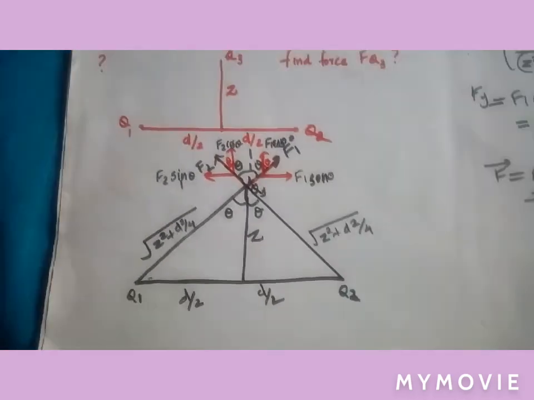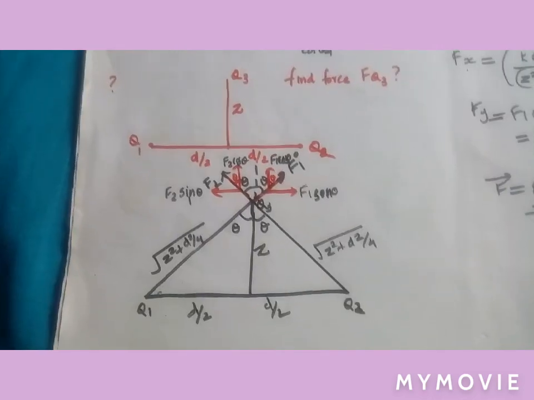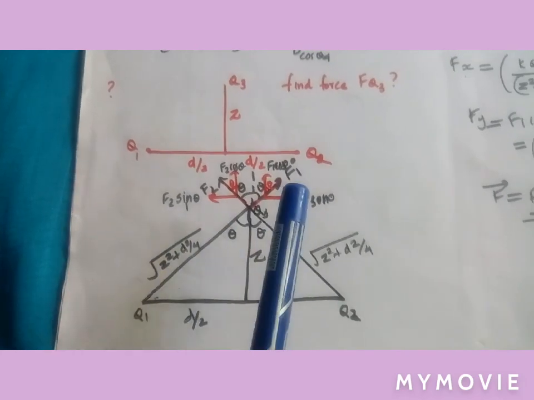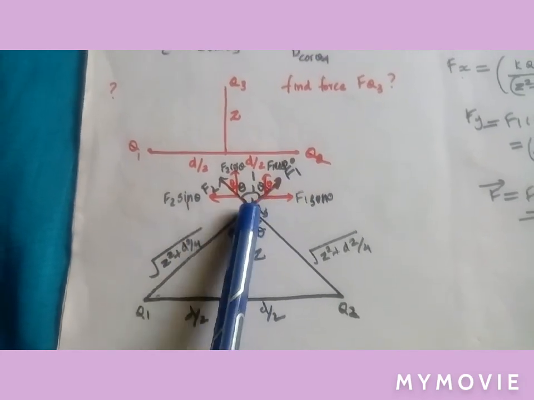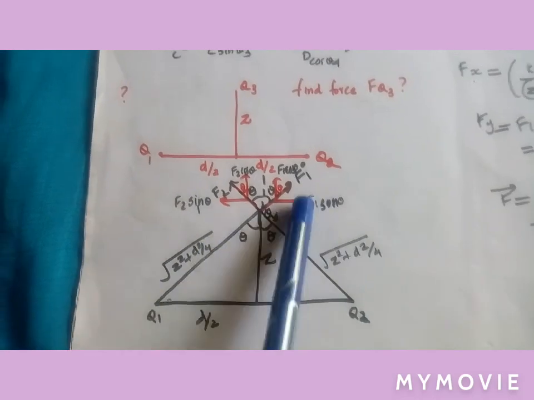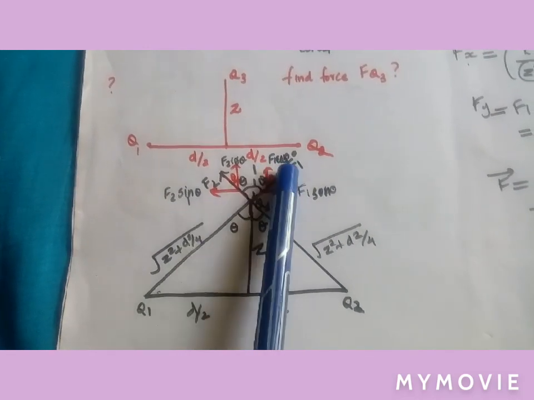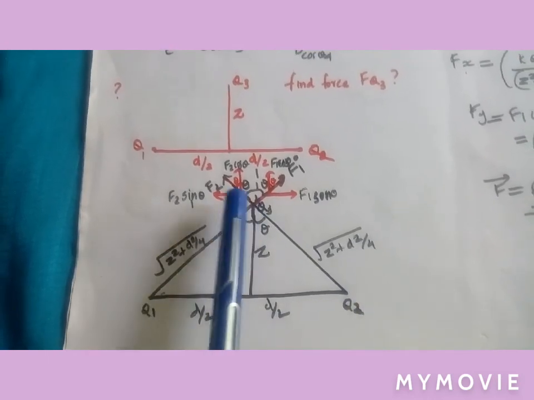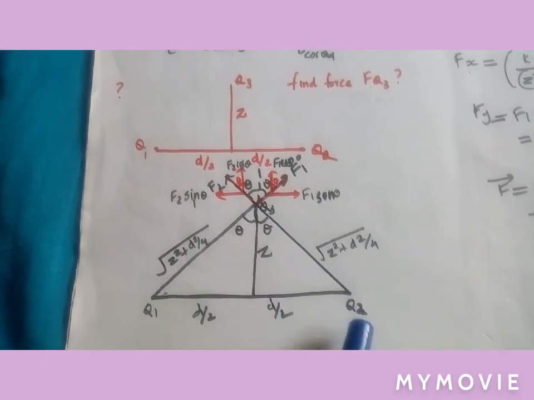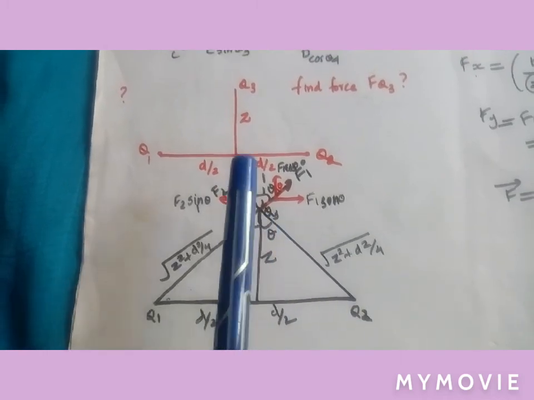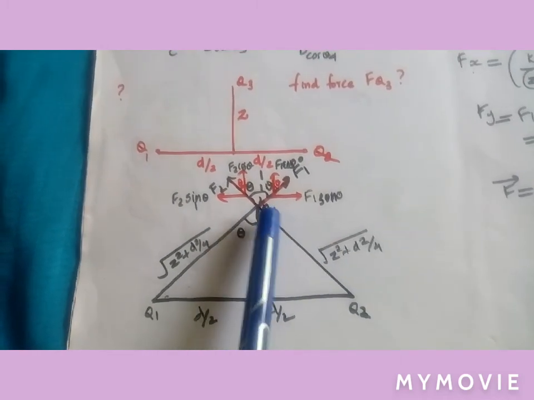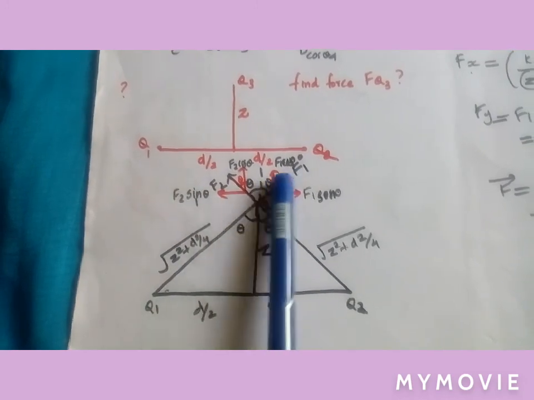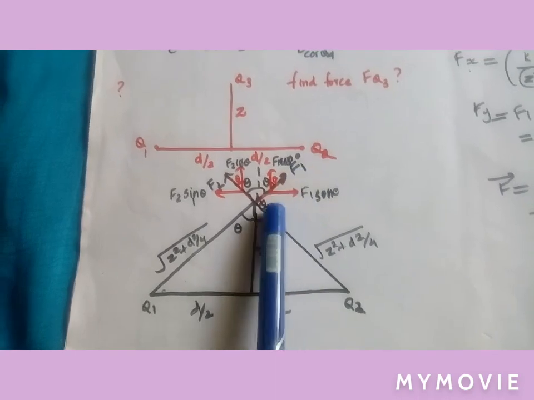We know that these are positive charges, and like charges repel, so there is a repulsion on Q3 due to Q1. So F1 is directed outward. Here also Q2 and Q3 are positive, so the force will be directed outward. The forces due to Q1 and Q2 are represented by F1 and F2, which act outward.